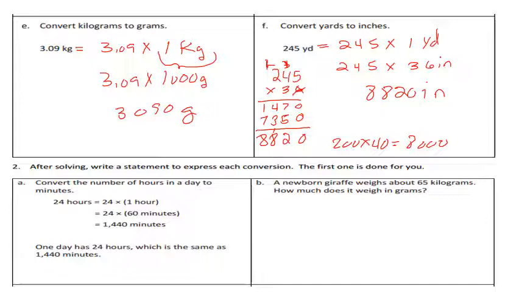Now on B, it says a newborn giraffe weighs about 65 kilograms. How much does it weigh in grams? Well, that means that 65 kilograms equals 65 times 1 kilogram. And that means 65 times, we're wanting in grams, so we know that's 1,000 grams. So 65 times 1,000 grams would be 65,000 grams.